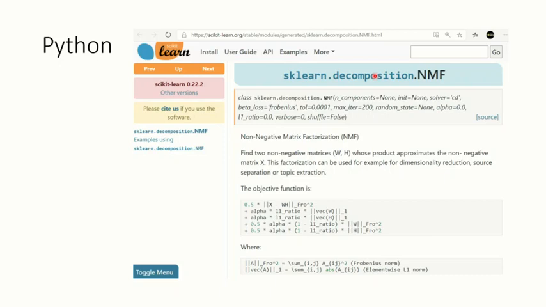Okay, so this is a Python version, to write an NMF in a package called scikit-learn.